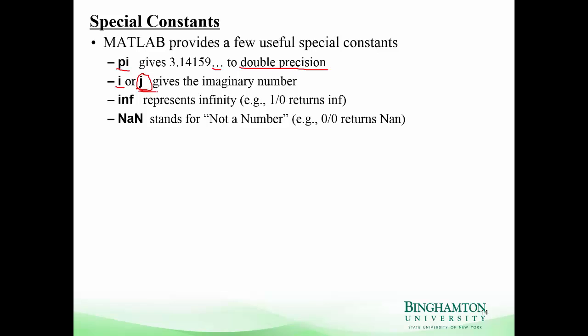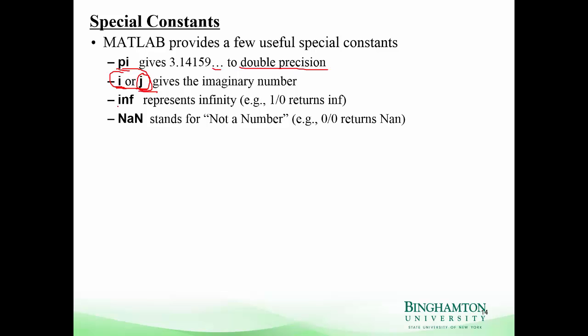EEs and COEs use j, and the physicists and mathematicians use i. So you can use either one. Just be careful that we often use i and j for indices. So if you've already defined i and j as an index for doing a loop, which we'll talk about later, you have invalidated it from being used for the imaginary number. So you do have to keep that in mind.